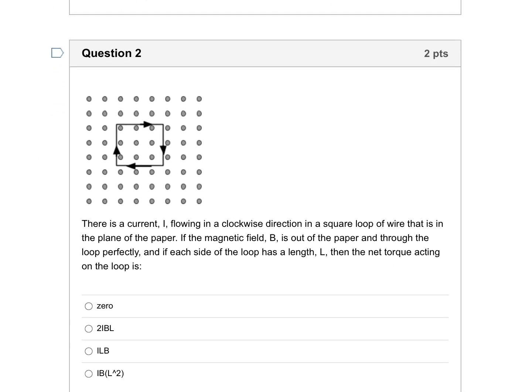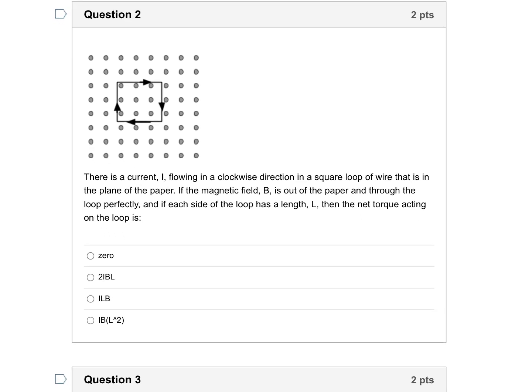Number 2. There is a current I flowing in a clockwise direction in a square loop of wire that is in the plane of the paper. If the magnetic field B is out of the paper and through the loop perfectly, and if each side of the loop has length L, then the net torque acting on the loop is, well, first off, I want to note that we're talking about torque. Not force, but torque. So whatever we use should have units of torque.